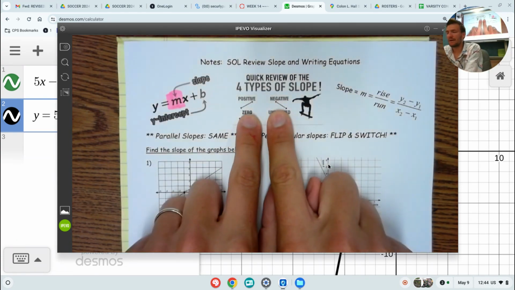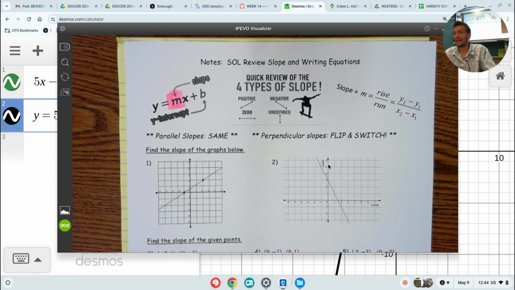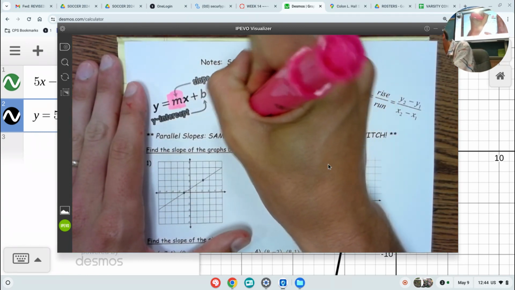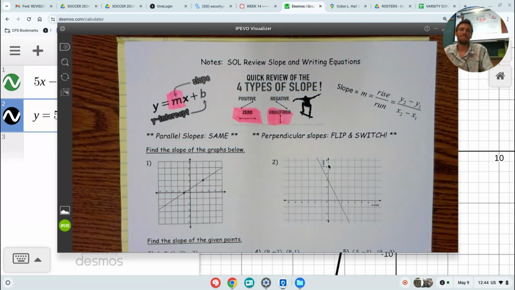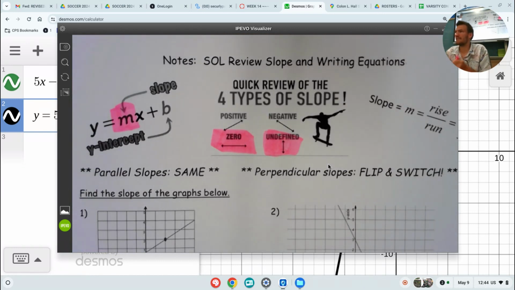If you memorize positives and negative slopes, positives go up and negatives go down, that can help you get rid of some bad answer choices really quickly, but it's not incredibly useful. And then I would say that 0 slope versus undefined slope is definitely very useful. On the SOL test, they will have a question that involves 0 slope, that involves undefined slope.